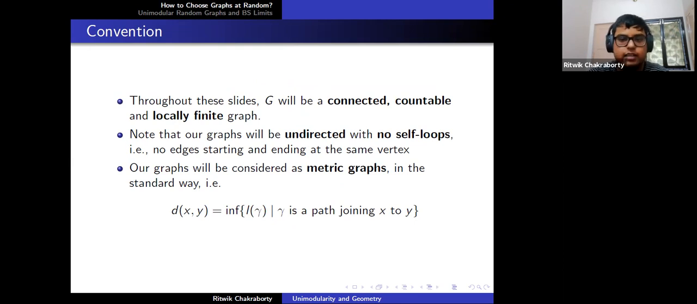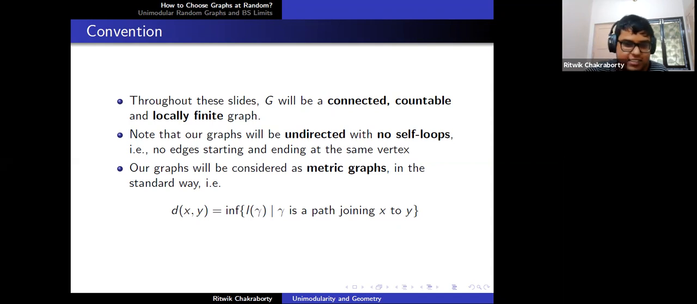So what do I mean by that? By connected graph, I mean that if I take any two vertices, then there is going to be a finite edge path connecting them. By countable, I mean countably infinite. And by locally finite, I essentially mean that the degree of every vertex is finite. So as a consequence, if you choose any vertex and construct integer valued balls about that vertex, then the number of points inside this ball is also going to be finite. Hence, locally finite.